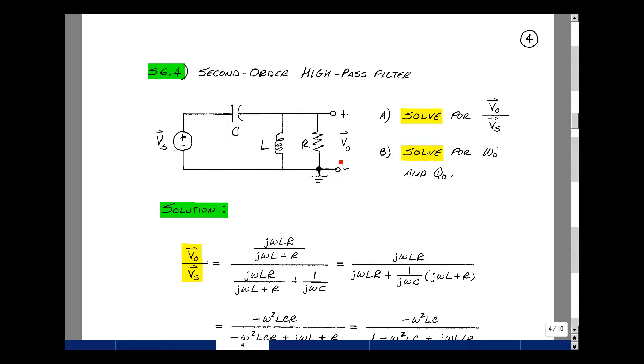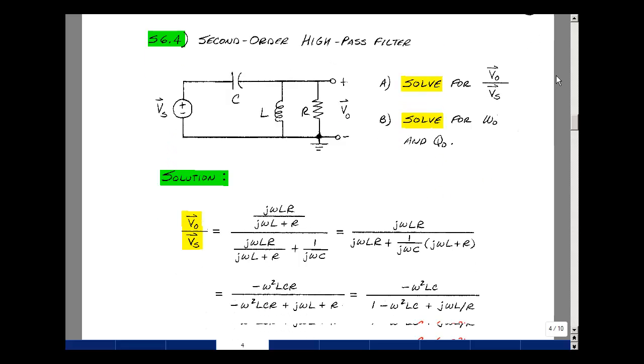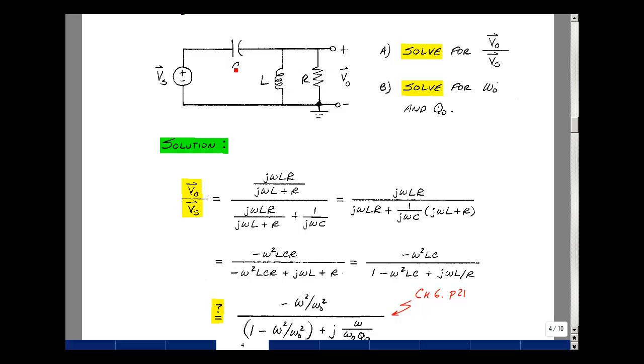Could you solve for the ratio of V out to V sub S, and then use that to find omega naught and Q naught? We have a voltage divider with this impedance with the capacitor. V out divided by V sub S would be equal to this impedance over this impedance plus the impedance of the capacitor. Product over sum, j omega L times R divided by j omega L plus R, in the same term, and then plus 1 over j omega C.